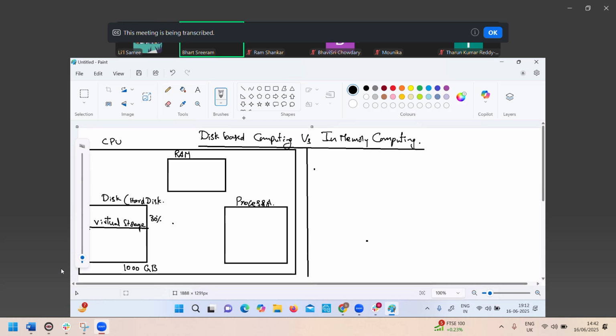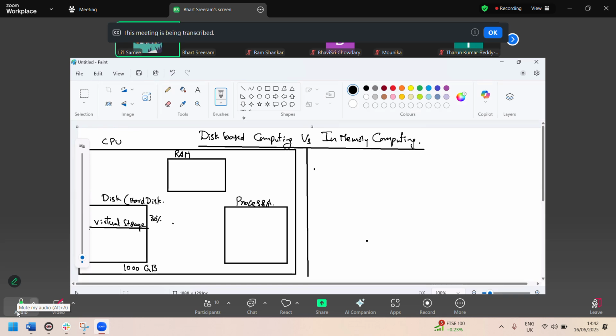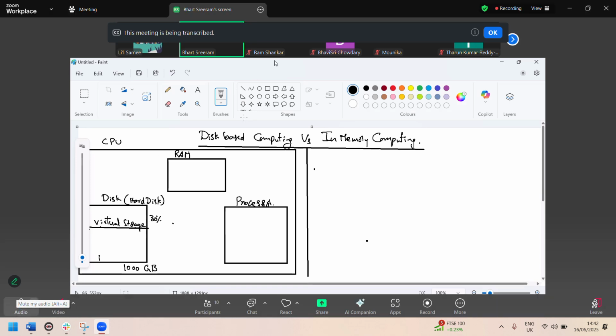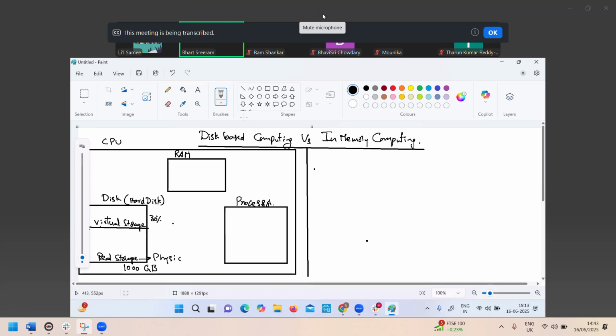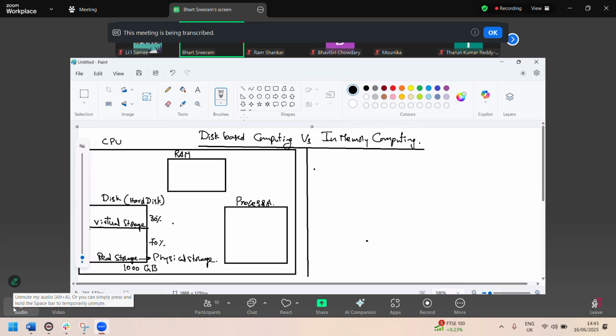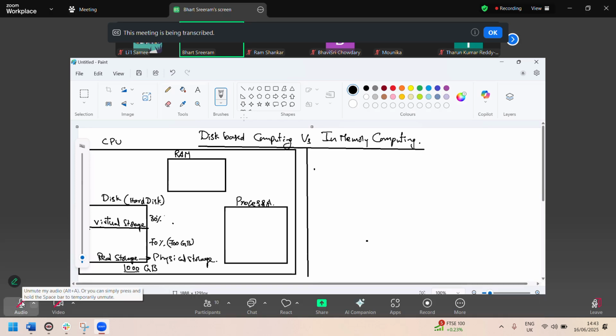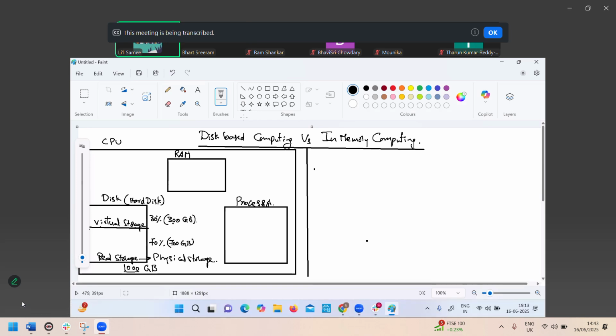You are able to see my screen? So generally in every hard disk, at the time of setting up the operating system, we dedicate some virtual storage space. The remaining part is called real storage, that means physical storage. Think that 70% is real storage and 30% is virtual storage. So what is 70% of this 1000 GB? 700 GB. Remaining 300 GB. Okay.